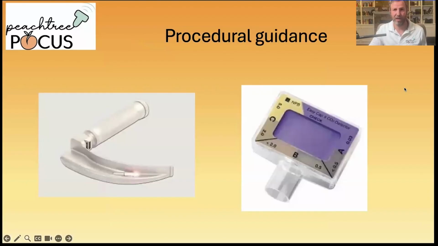Let's move on to procedural guidance. POCUS can also help with procedural guidance, especially with intubation during cardiac arrest. Now, normally, we confirm endotracheal intubation with the end-tidal CO2 monitor that you see here on the right. But here's a problem. In cardiac arrest, circulation can be so poor that there may not be enough pulmonary blood flow to actually generate CO2. So your detector might stay purple, not because the tube is in the wrong place, but simply because this patient isn't producing measurable CO2. And that's where ultrasound can step in.